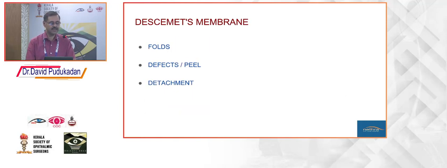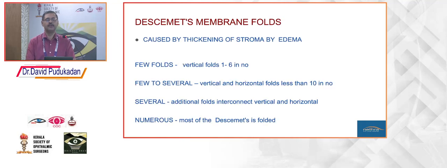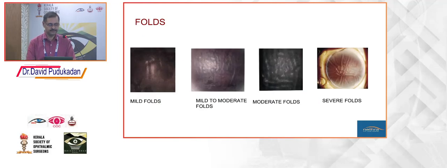The Descemet's membrane is evaluated for folds, any defects, or any detachment. Folds, as everyone knows, are caused by thickening of the stroma by edema. Folds are graded as few folds, few to several folds, and numerous folds, depending upon the number and type of the folds. And depending on the intensity, it is classified as mild folds when the valleys and peaks caused due to the stromal edema are thinner and shallower.